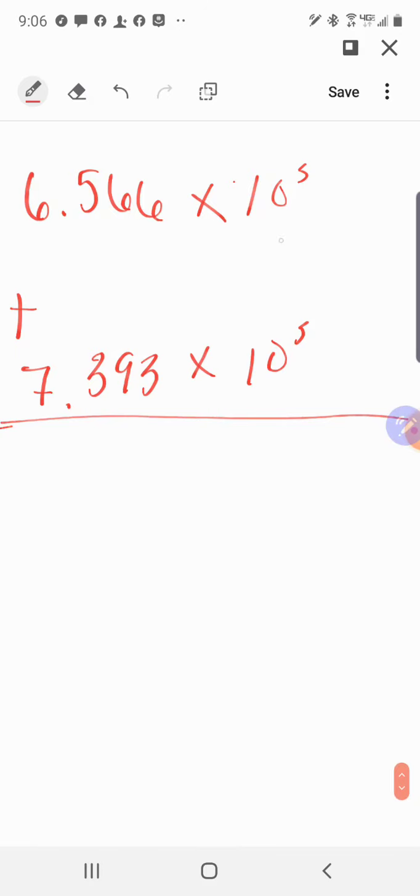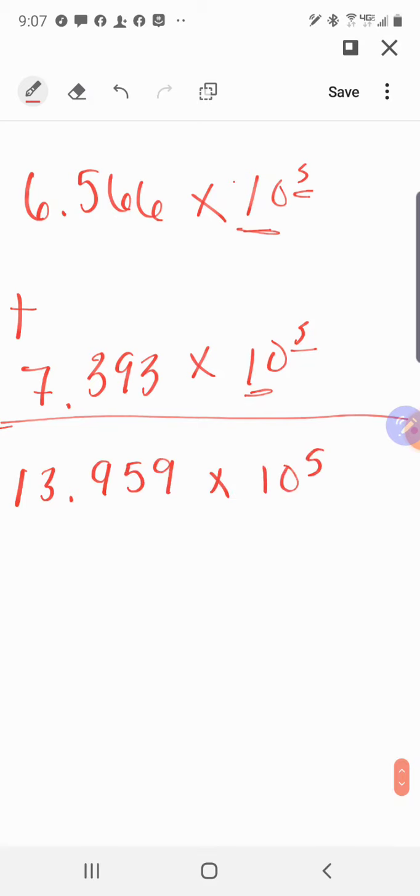All right, so 10, same base, and our exponent is 5. So all I got to do now is add my decimal numbers. So I got 6.566 plus 7.393, and I get 13.959 times 10 to the 5th.